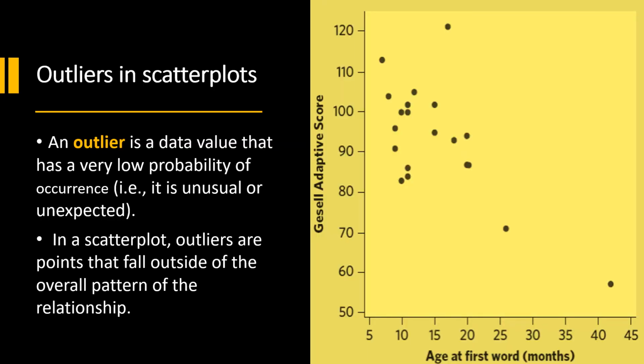Now in this case, we can talk about the outlier. An outlier is a data value that has a very low probability of occurrence, that is, it is unusual or unexpected. In a scatter plot, outliers are points that fall outside of the overall pattern of the relationship. So when I talk about points here, maybe this point may be taken as an outlier because for the rest of the points we may find a line of best fit, something like this.